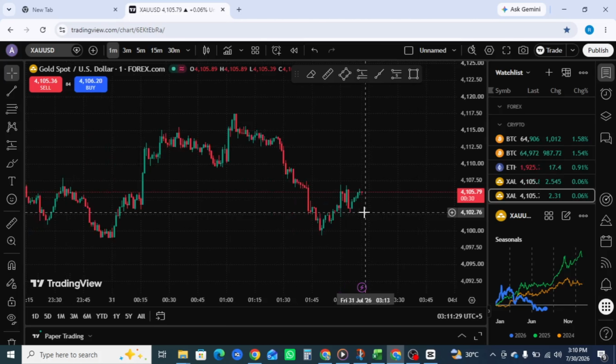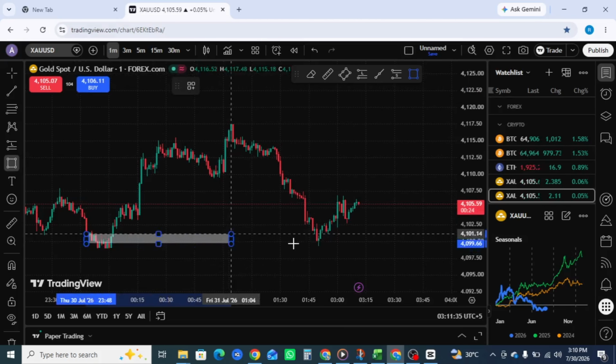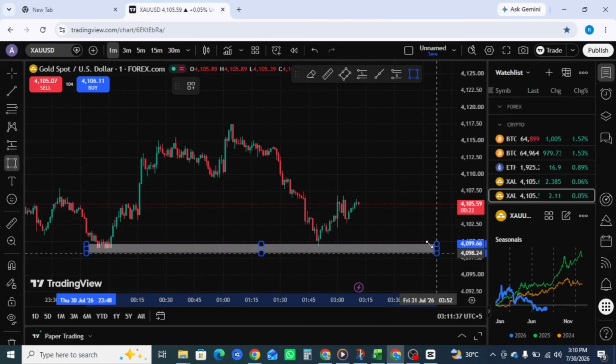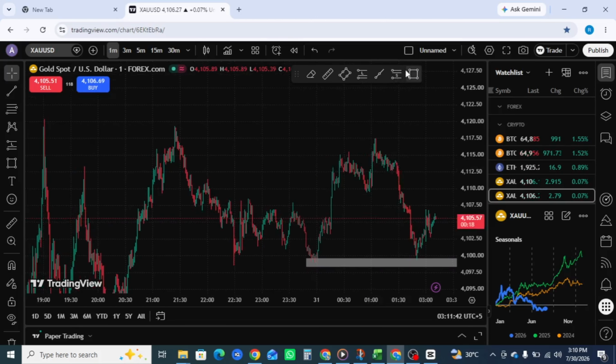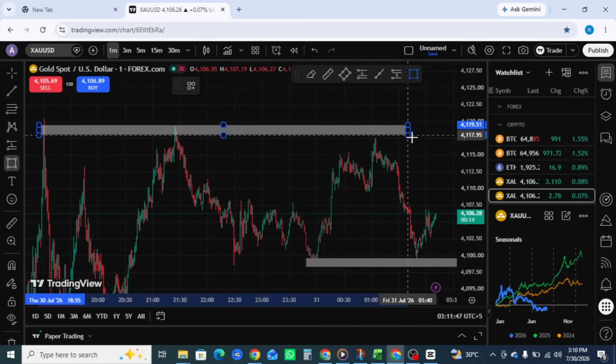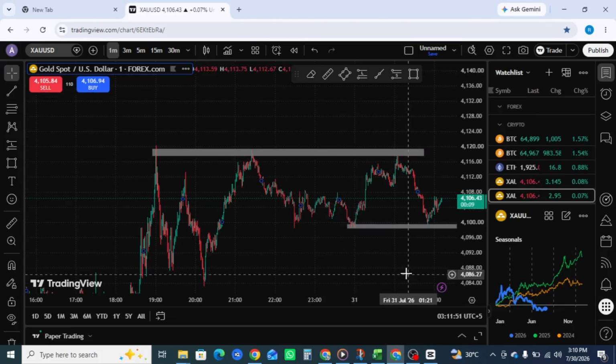First, let's understand what a trading range is. A trading range occurs when the price moves between a clear support level and a resistance level without forming a strong uptrend or downtrend. Traders look for buying opportunities near support and selling opportunities near resistance until the price breaks out of the range. To begin, open TradingView and connect your paper trading account from the trading panel.